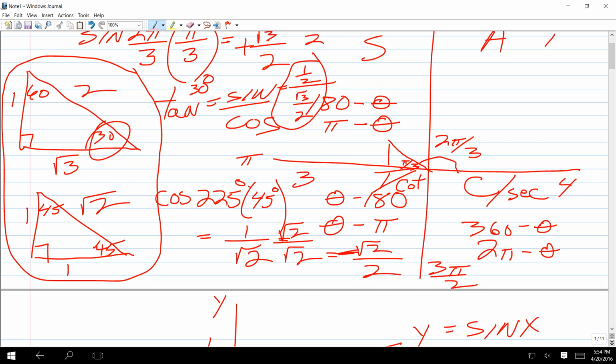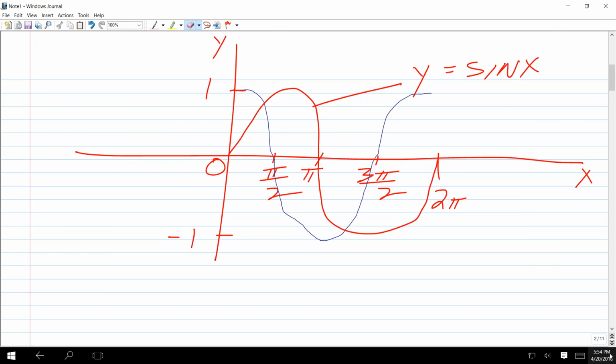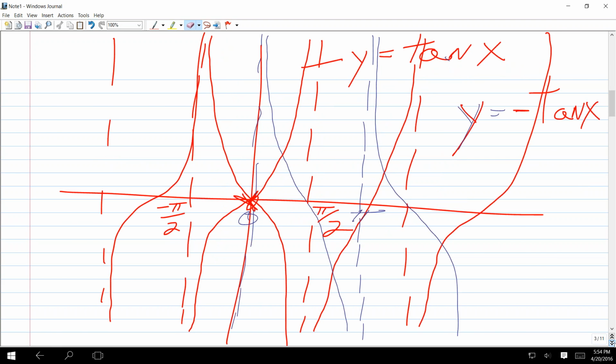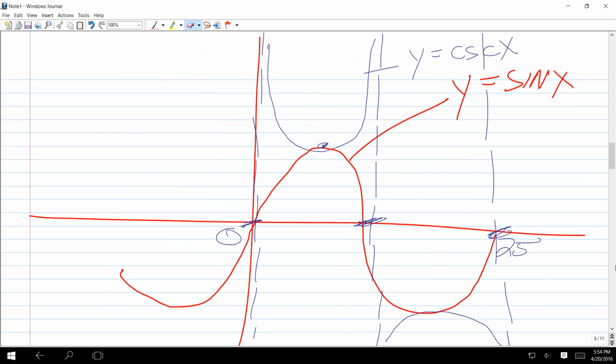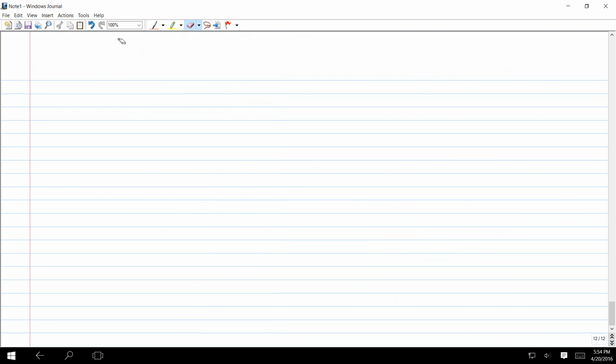Okay. What if the number that's in there is negative, such as secant of negative pi? Glad you asked that. There's two ways to do that. Again, one is the hard way, the other is the easy way. Here's the easy way.